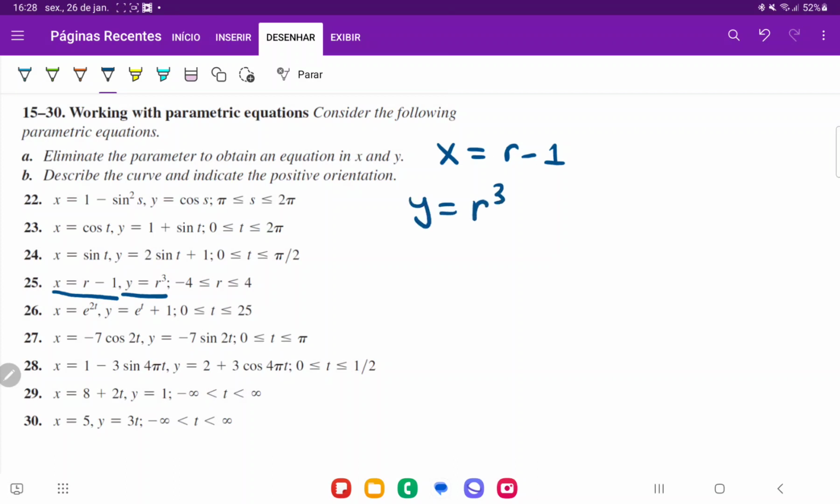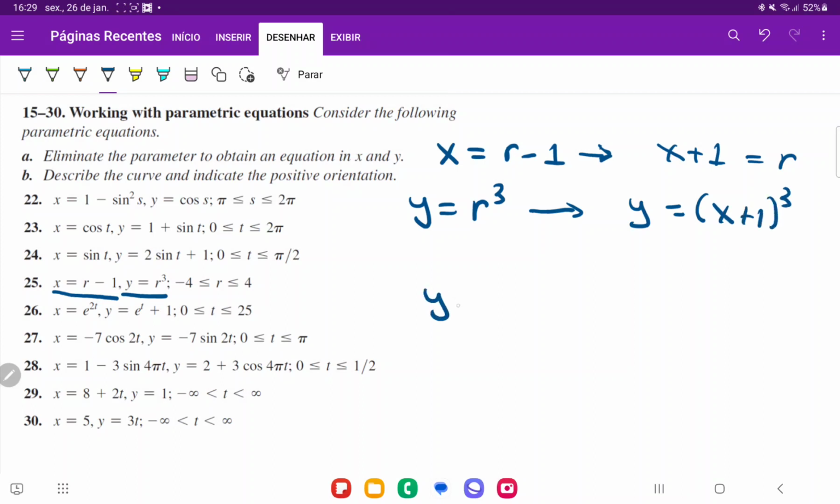So what we have to do here is isolate r, and we're going to isolate r in the first equation because it's going to be easier for us. If we bring 1 to the left-hand side, we have that x plus 1 is equal to r. And now we're going to plug in the value of r in the y equation. So y is equal to r cubed, but r is x plus 1. So y is equal to (x plus 1) cubed.